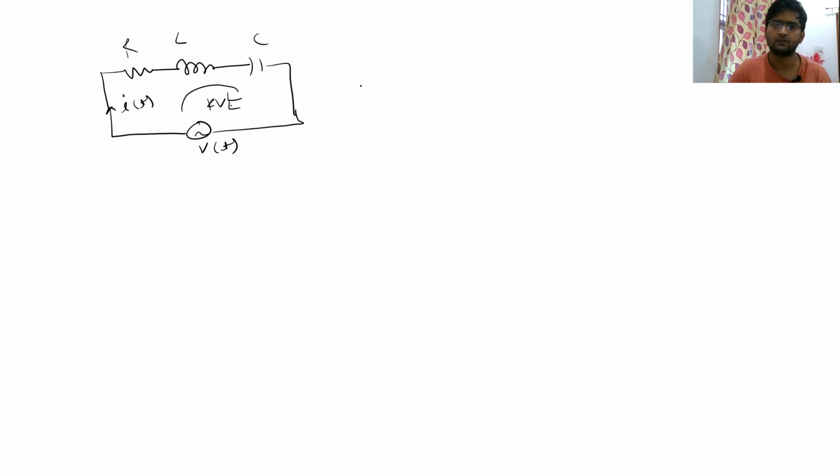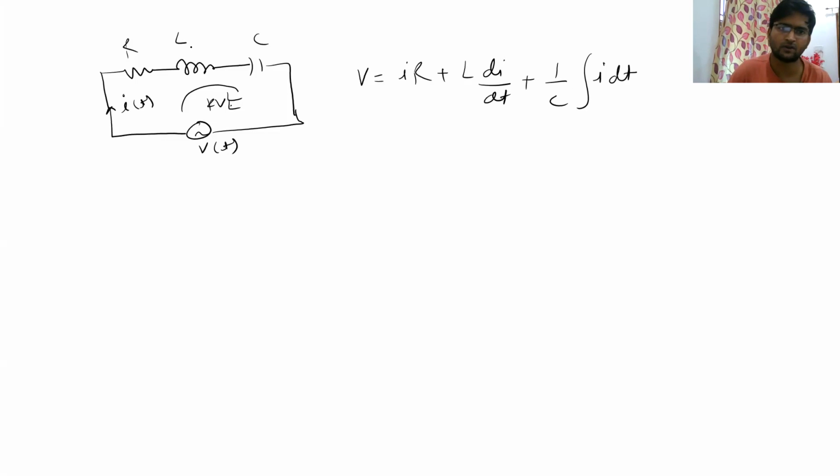you will get V is equal to obviously iR plus L di by dt plus 1 by C integration of i dt. This you already know, that the voltage across an inductor is L di by dt and the voltage across a capacitor is 1 by C integration of i dt. Remember your network theory basic lectures, right? So this is how we can write our KVL equation.